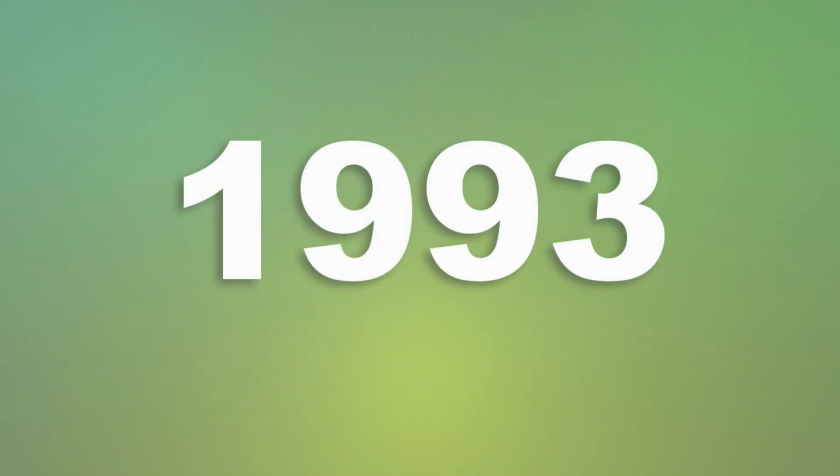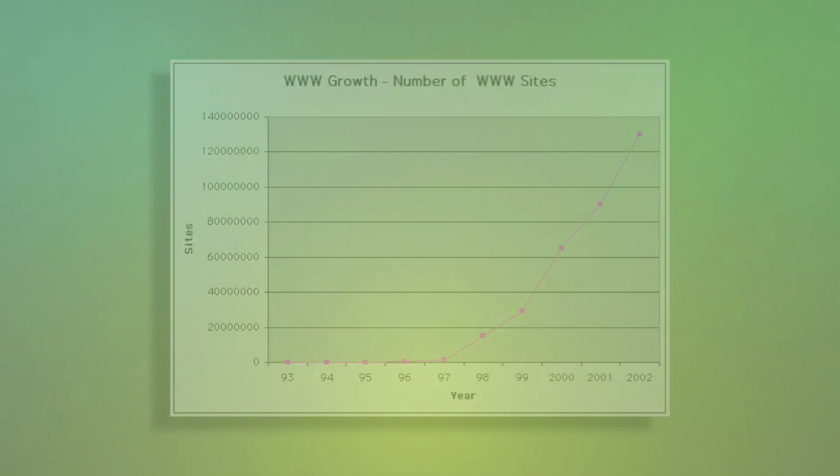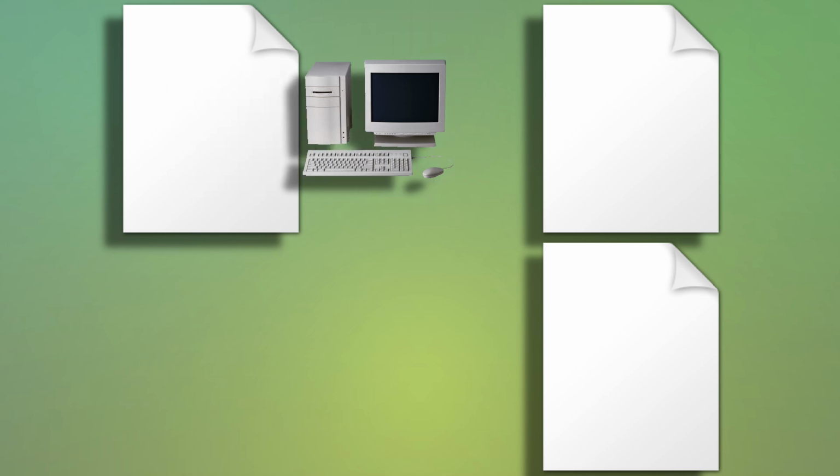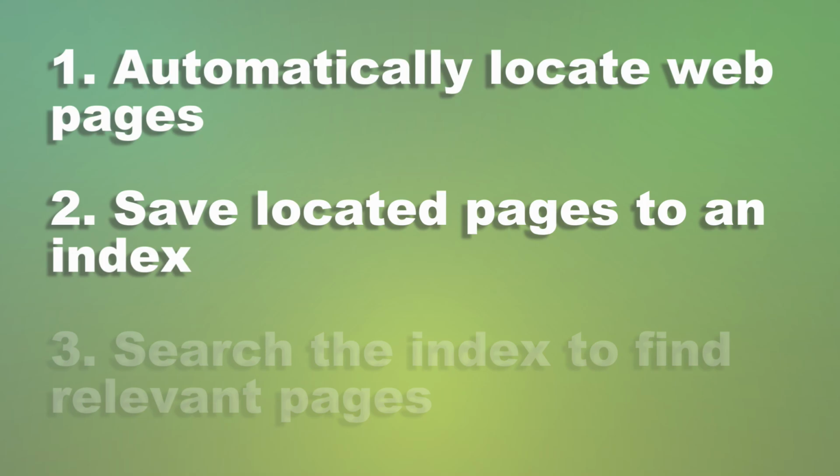It would be 2 years until a program automatically indexed web pages, though the program, the World Wide Web Wanderer, was never intended to be a search engine. The Wanderer, considered to be the first web crawler, a program that discovers and indexes new web pages, was only supposed to measure the growth of the web. By hopping from web page, following links and storing addresses into an index, called the Wandex, the Wanderer fulfilled two of the three main tasks of a modern search engine, paving the way for a slew of different automated search engines in the following years.